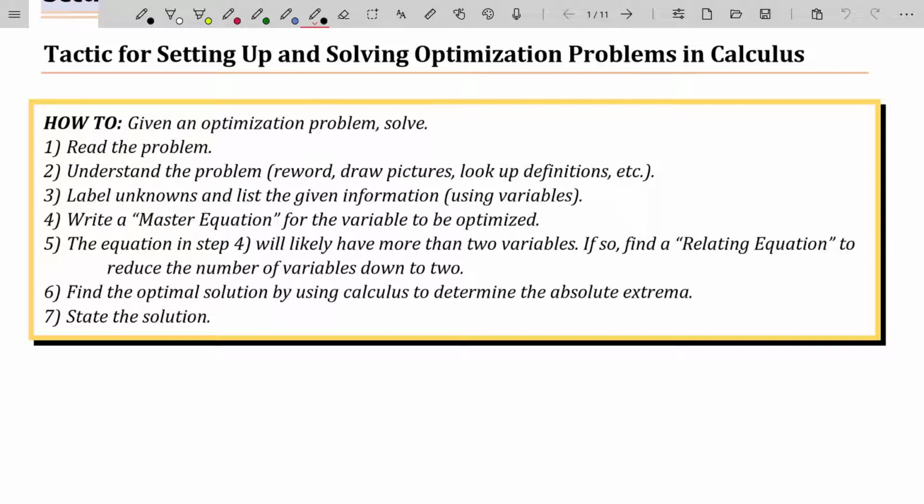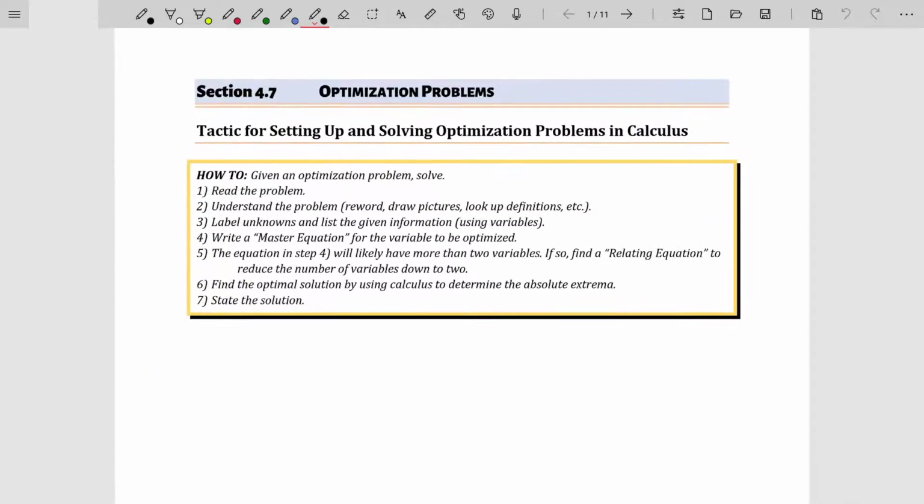One thing you need to know about optimization problems, the ultimate goal is to find out when a variable, let's say area or volume or cost or profit or whatever it may be, distance, let's just say, is maximized or minimized. And if you think about that in terms of everything you've been learning in calculus so far, that means you're looking for an absolute maximum or an absolute minimum on a given interval.